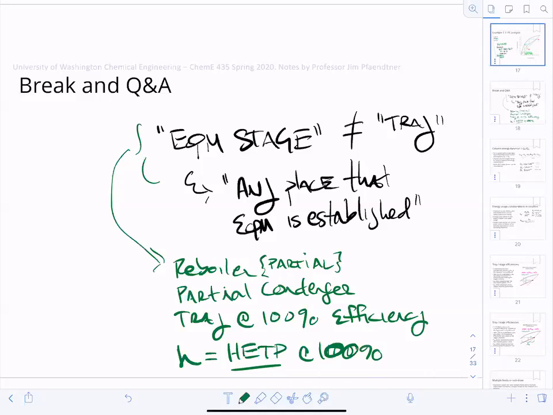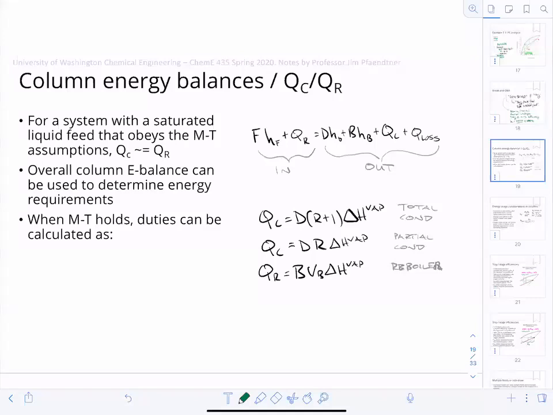The last thing we want to do, two more things, energy balances, and I just want to briefly highlight how the Murphree efficiencies are used in our binary distillation problems. Sorry, just a timer there. There are a couple of interesting things here. It's an outcome of doing the energy balances and understanding how these systems work, but this is an important outcome of the McCabe-Thiele assumptions.